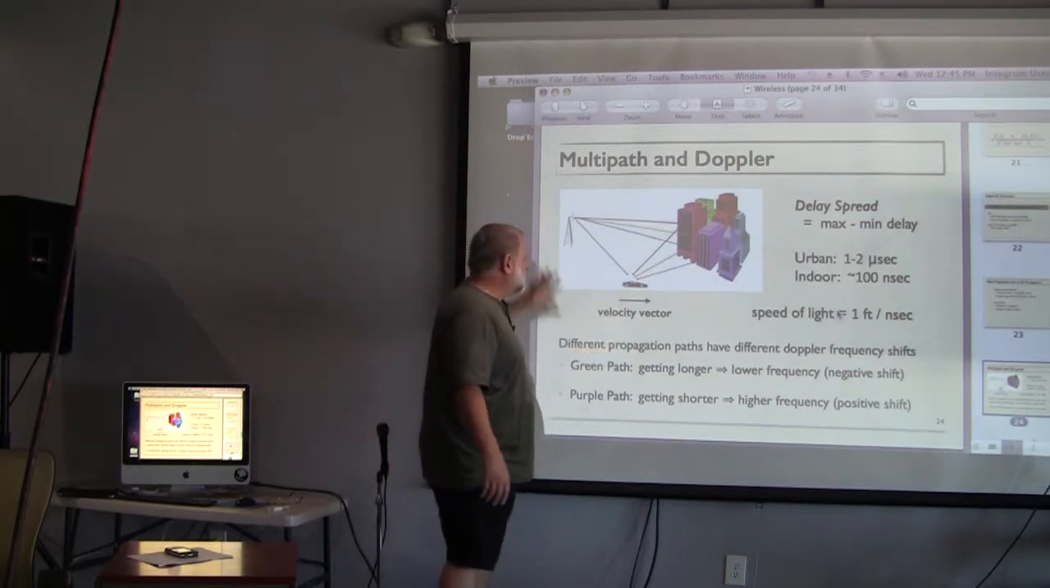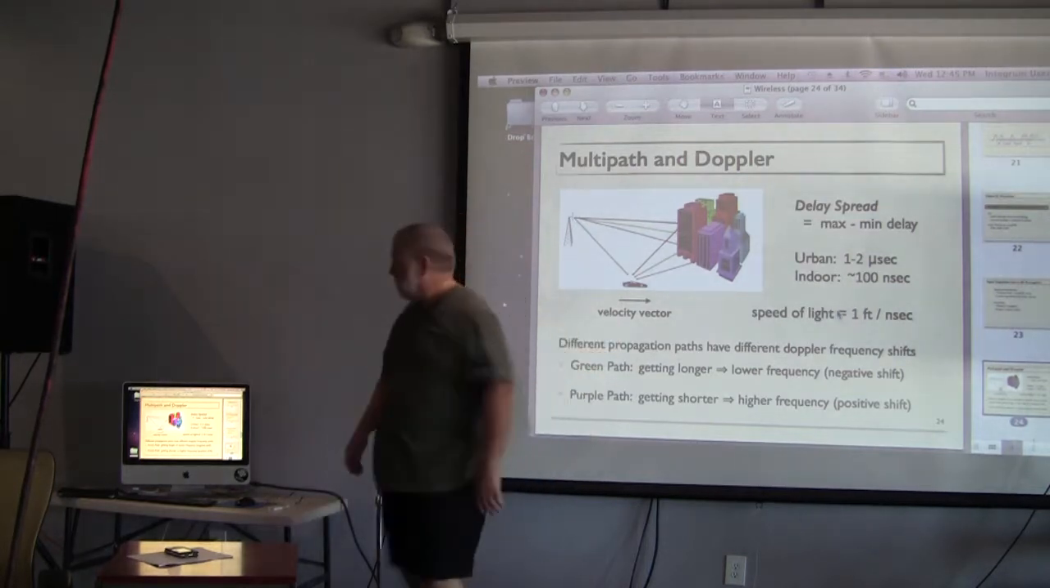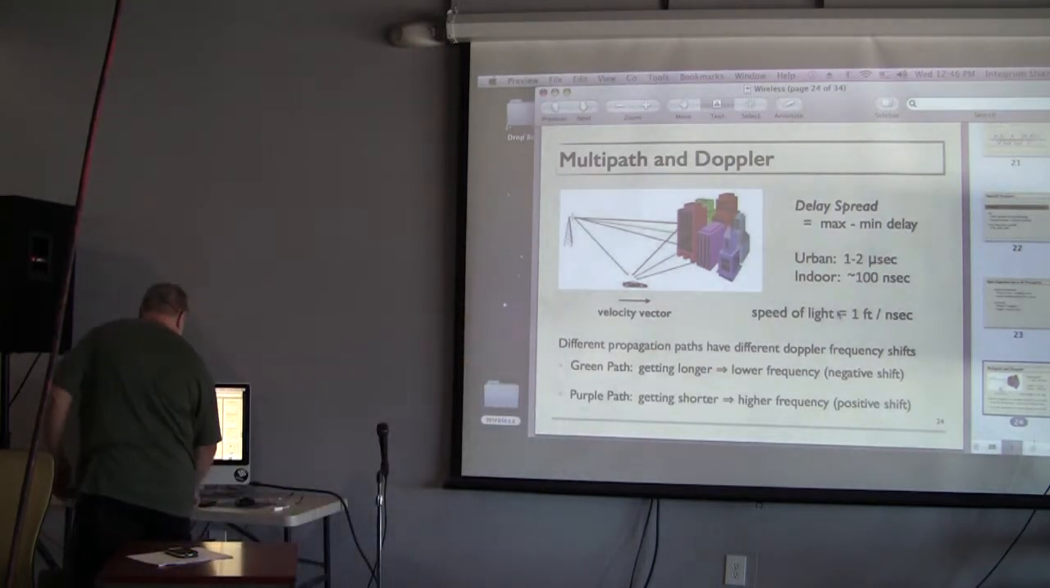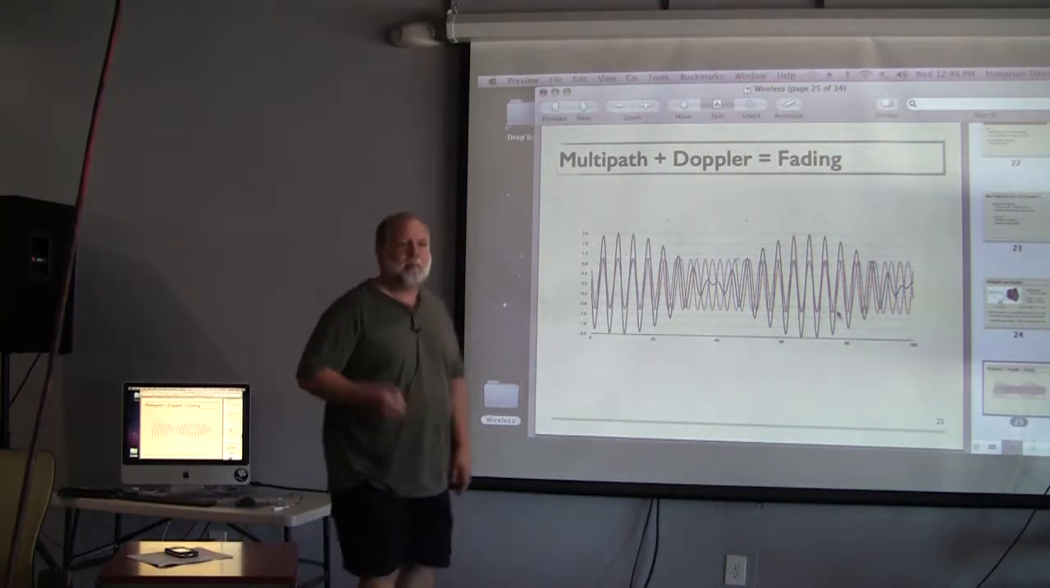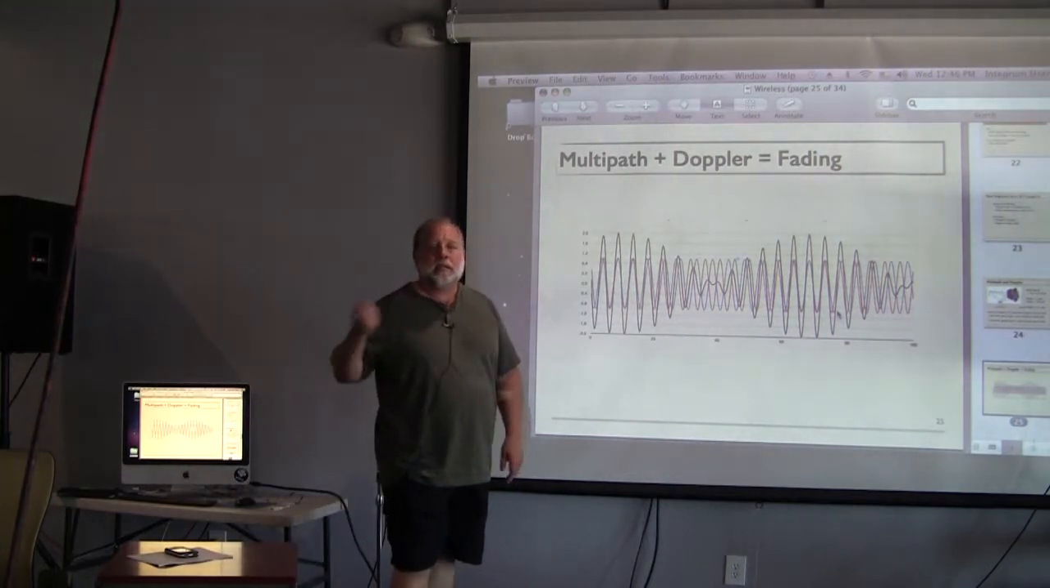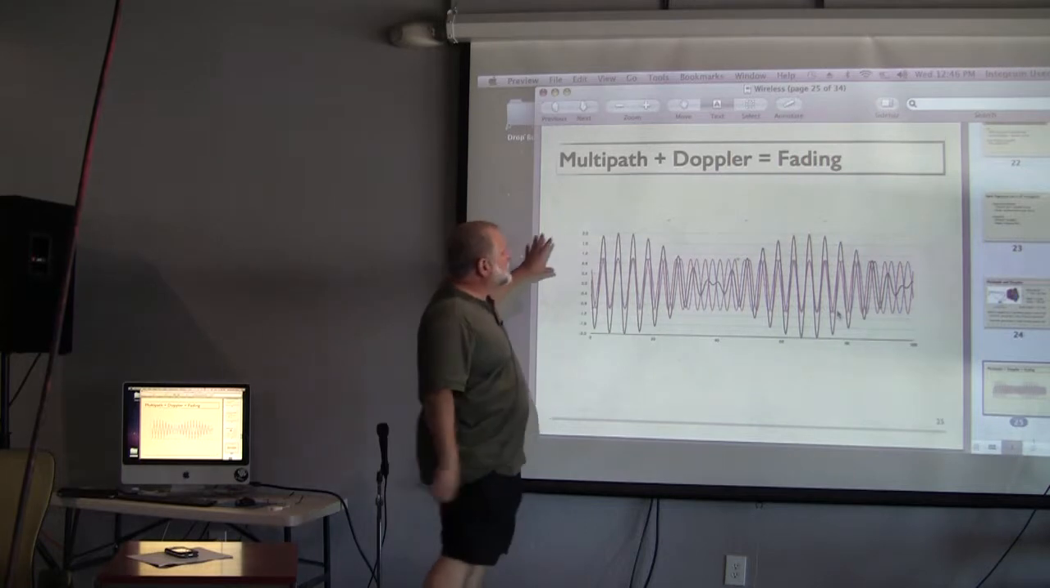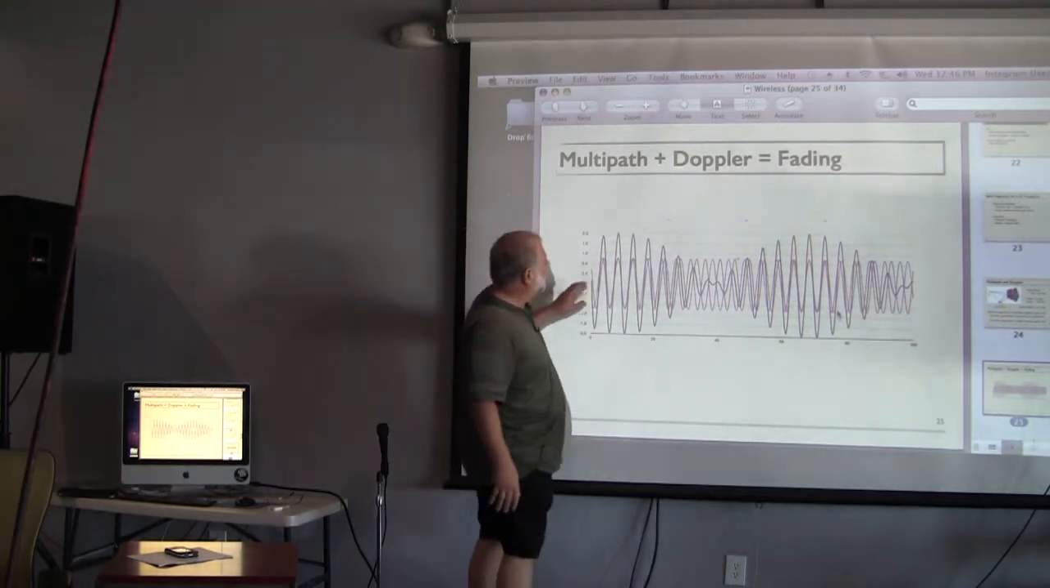So what is that going to do? That's going to make our job really hard. In particular, Doppler and multipath together lead to fading. I'm just illustrating that with this simple example.